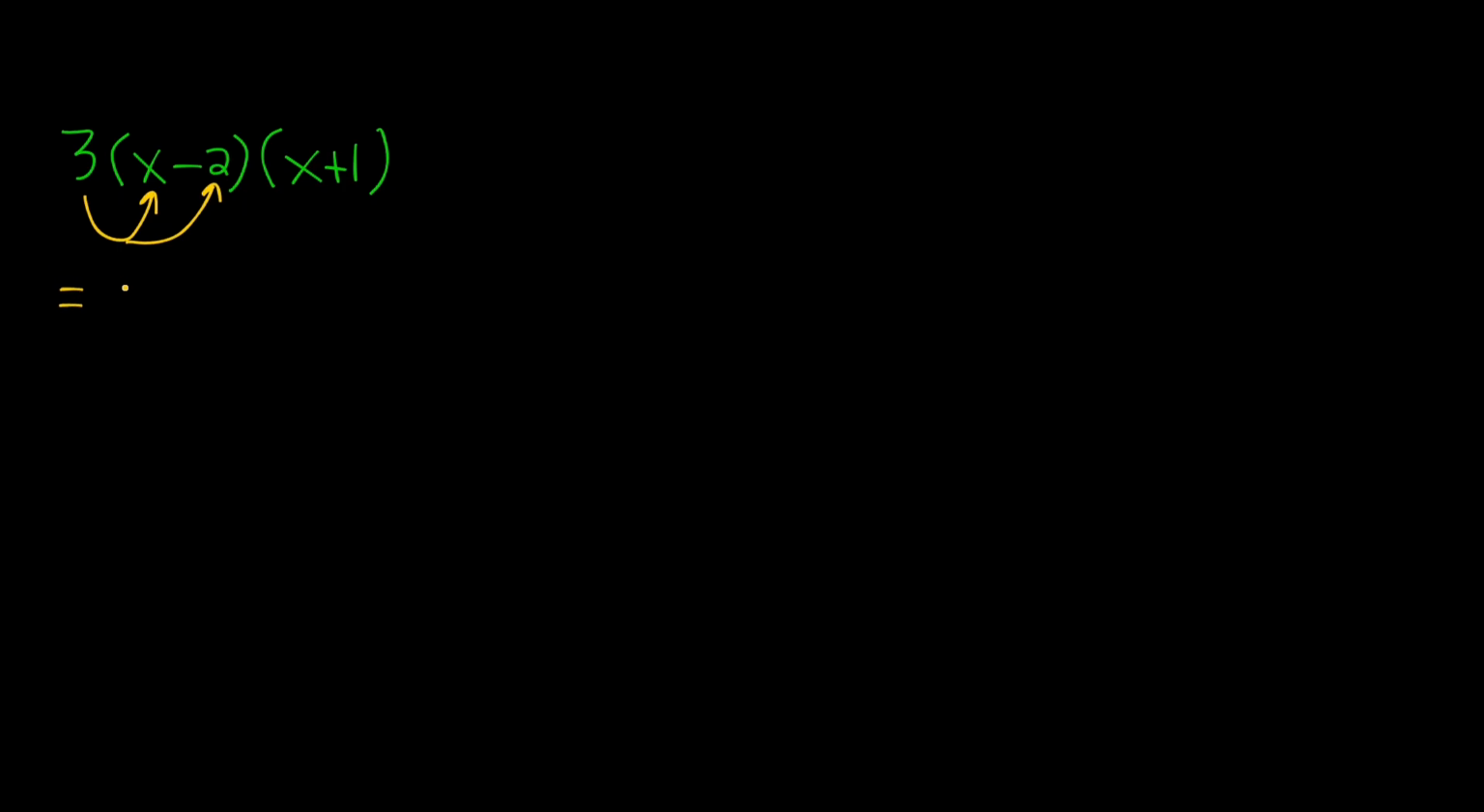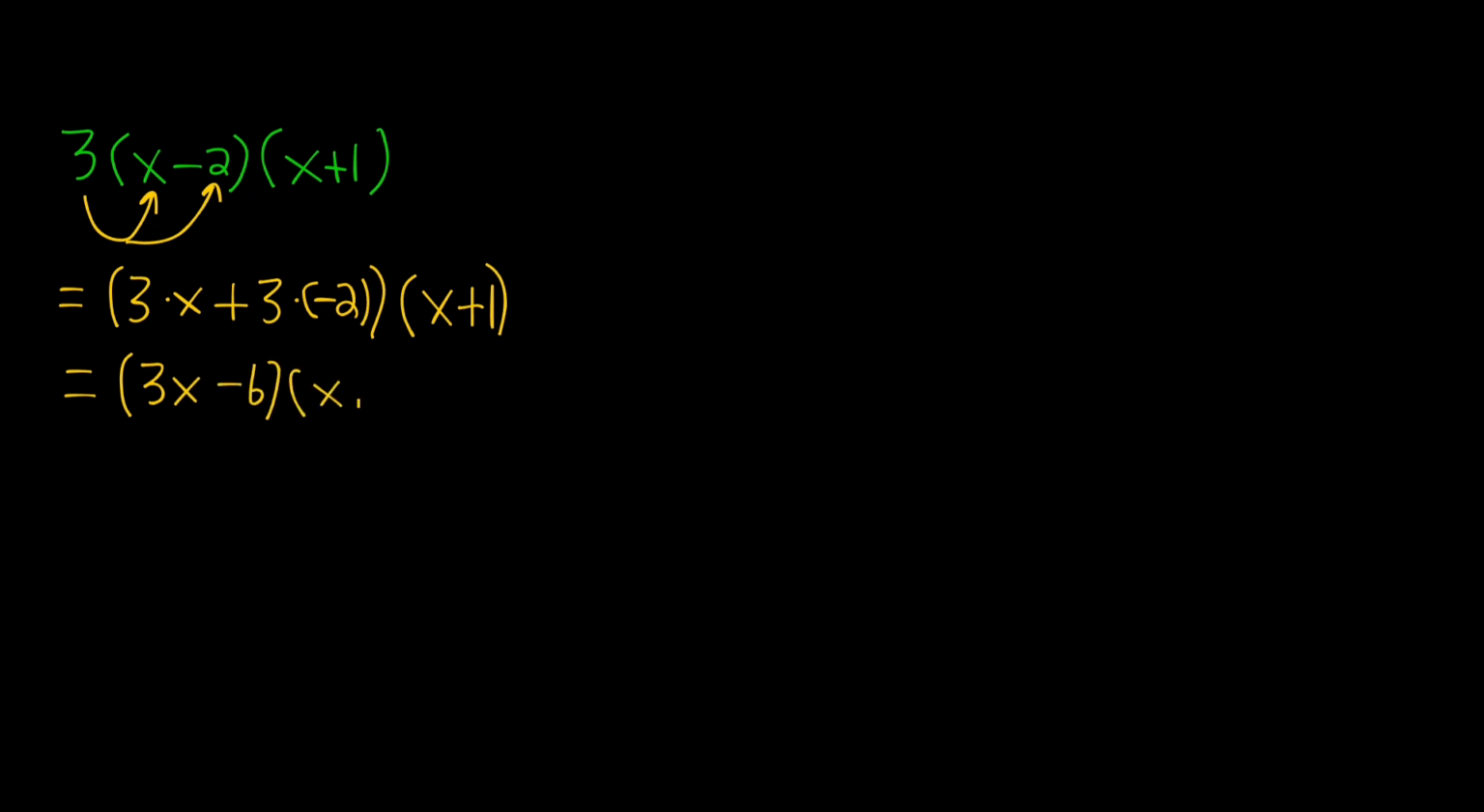So that's going to give me 3 times x plus 3 times negative 2. Put that negative 2 in brackets there. And we're going to get times x plus 1. Well, this is going to give me 3x minus 6, x plus 1. And now from this point, we can foil.